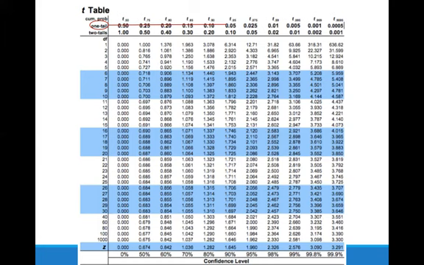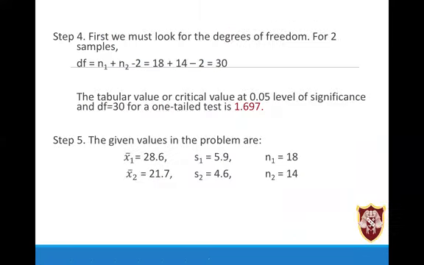So on the extreme left, we have the values for the degrees of freedom. So you locate that one. And then you get the intersection of the degrees of freedom and the level of significance. And we get the critical value, which is 1.697. Okay. So this one is our critical value. Or that is also the so-called tabular value.